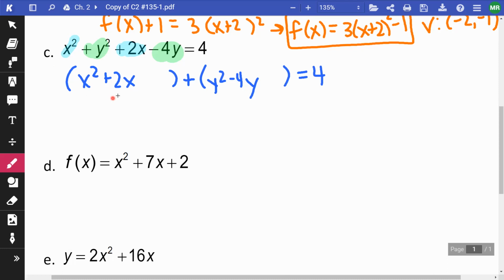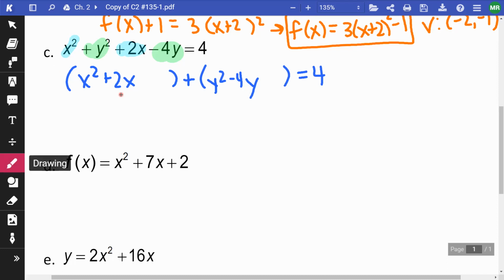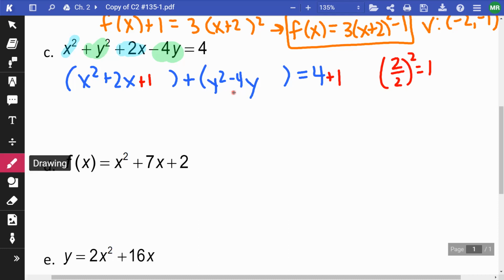So in this case, I'm going to take half of my 2. And when I take half of 2, I get 1, and I square that, I get 1. So I'm going to go plus 1 here, which means I also am going to go plus 1 here. And then over here, I'm going to take half of -4. So half of -4 is -2, and -2 squared is 4. So this is going to be a plus 4 here and a plus 4 here.